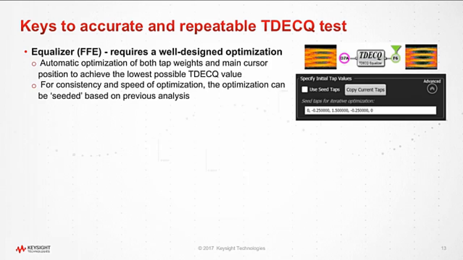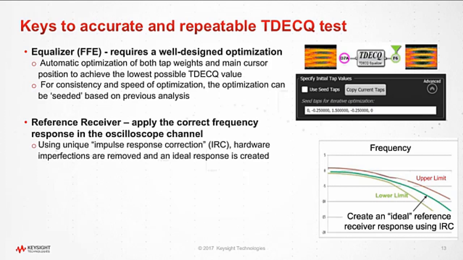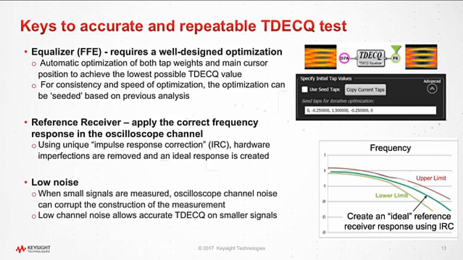You want to make sure that you're using a reference receiver that applies the correct frequency response for your oscilloscope. And so there's techniques such as the impulse response correction, or IRC, that characterize the non-ideal behavior of your receiver and are able to mathematically correct that. And so what this means is that you're using essentially an ideal receiver from one instrument to the next in order to characterize your DUTs. So you get much better repeatability that way from one instrument to the next. And then you want to make sure that you start out with a very low noise receiver. This will impact your TDECQ results as well.